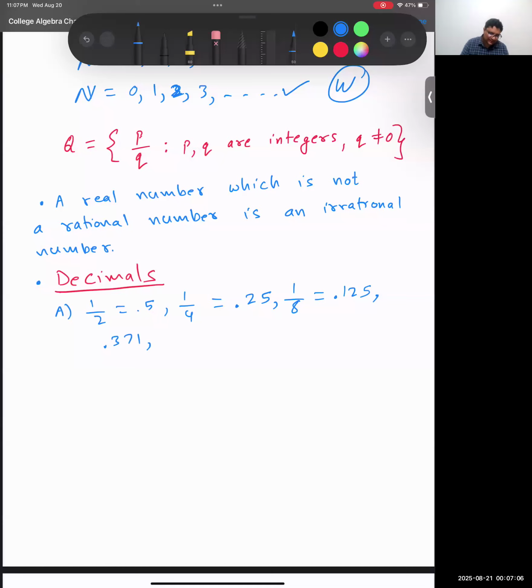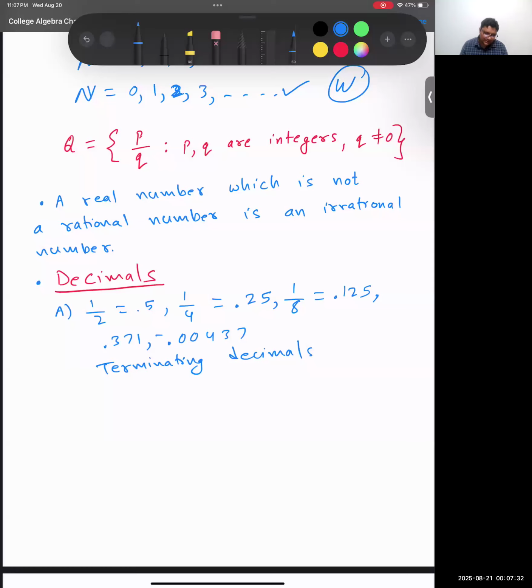0.371, not everything has to end with 5, no? Minus 0.00437, something like that. All these numbers which end are called terminating decimals. That is category 1.